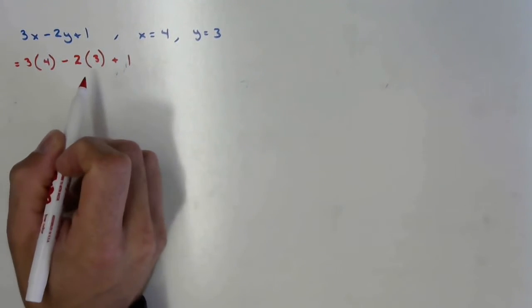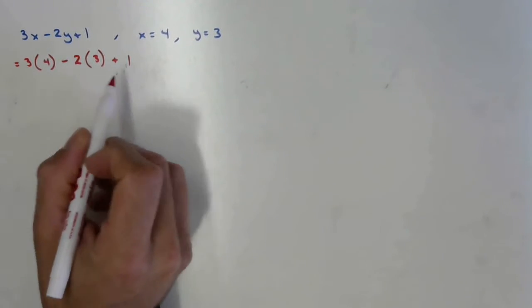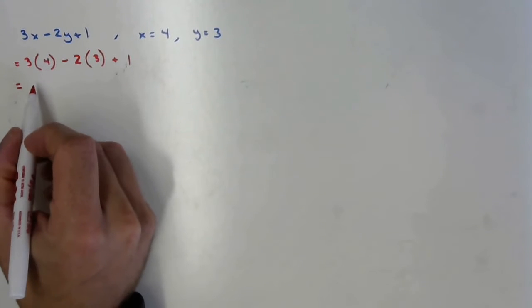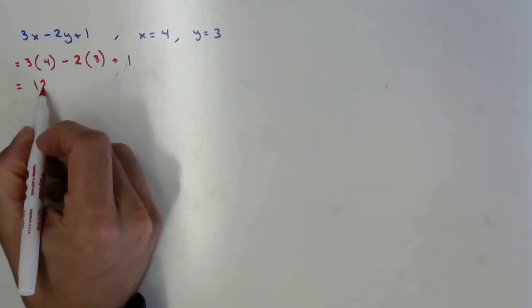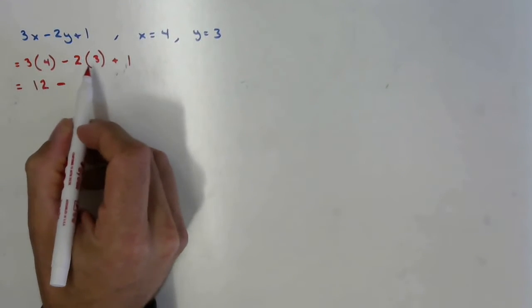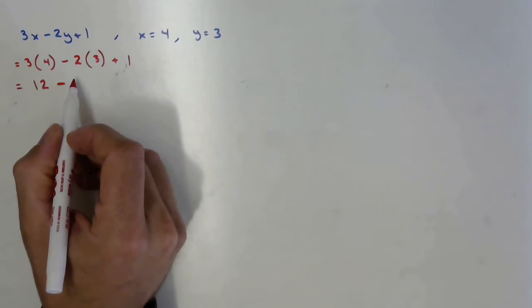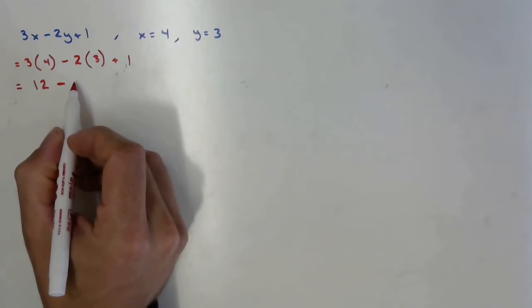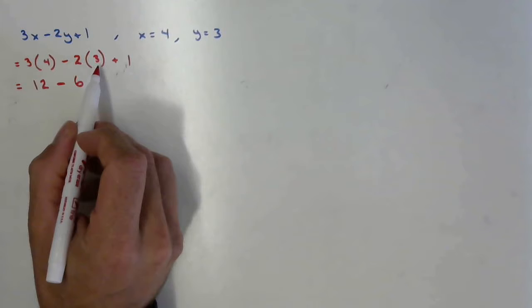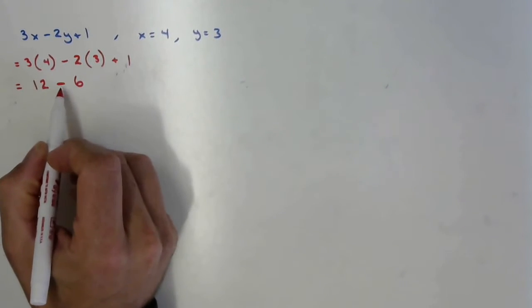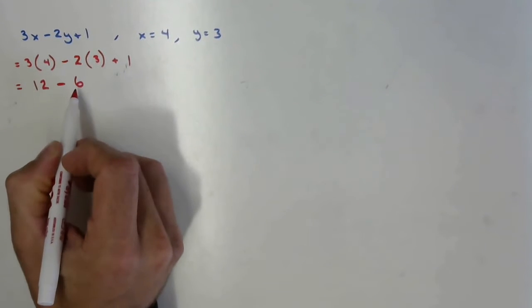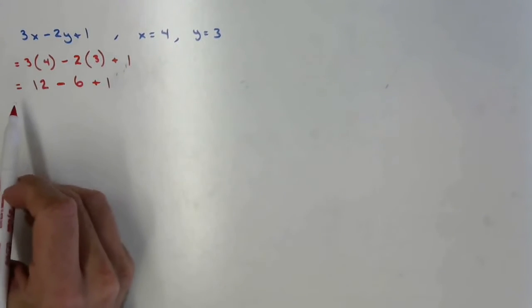I'm going to start with multiplication, and then it looks like I have subtraction and addition. So step 1, here's a 3 times 4 is 12. And then I have minus 2 times 3. 2 times 3 is 6. Okay, I can think about this two different ways. I can think about it as negative 2 times 3, which is negative 6. Or I can just bring down that subtraction sign and then just do 2 times 3 is 6. Okay? And they're equivalent statements.